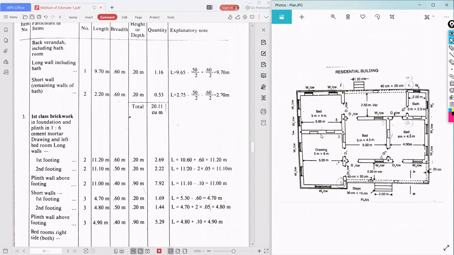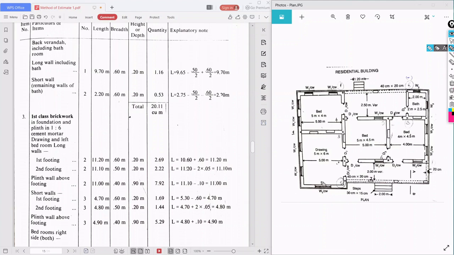So lime concrete has been done. Now we have to do first class brickwork in foundation and plinth in 1:6 cement mortar. Okay, so the calculation will be the same, just the levels are different. In that level we have to multiply with the specified width. So first, drawing and bedroom we have to take.